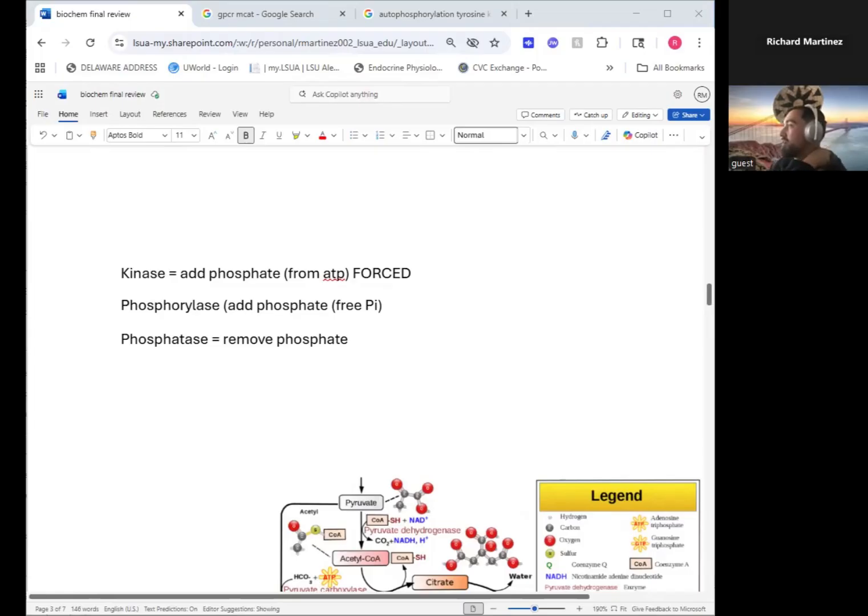Glucokinase, hexokinase. One is dependent on the affinity, low Km, high Km. I believe glucokinase is a high Km. So that means it's not that great at getting glucose, but if there's a lot of glucose, it can make things happen very fast. Step 1, step 3, we put ATP in. Step 7 and 10, we get 2 ATP out. So net is 2 ATP for glycolysis. Good job.